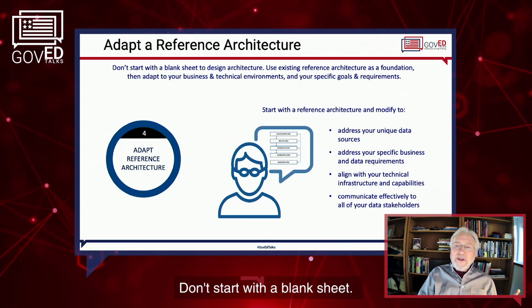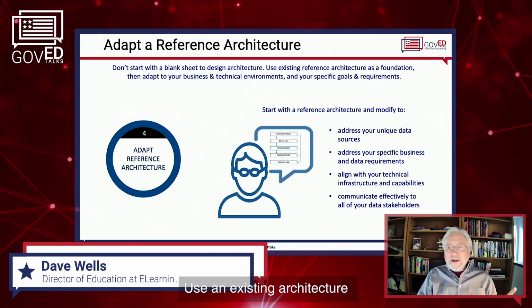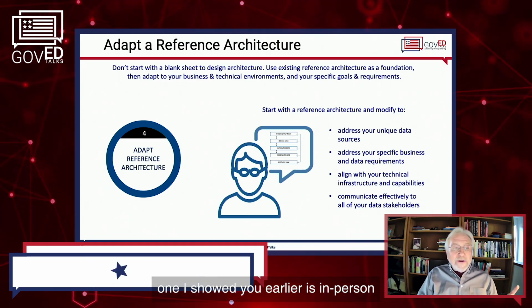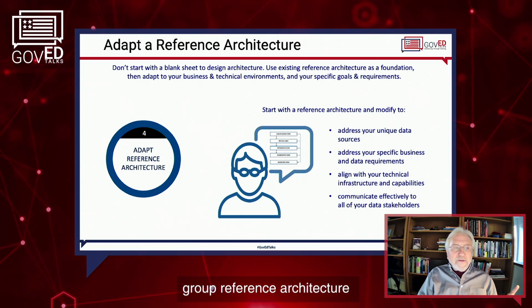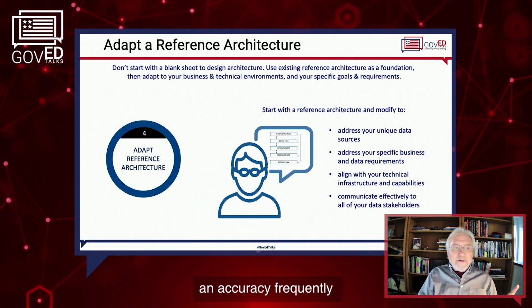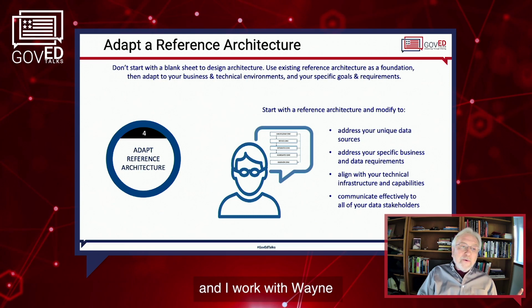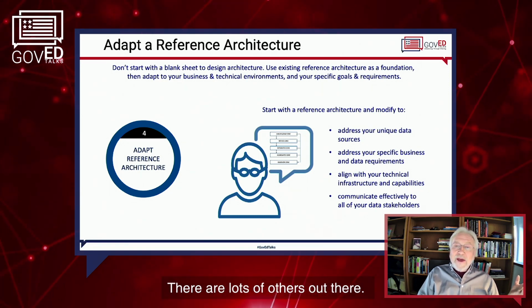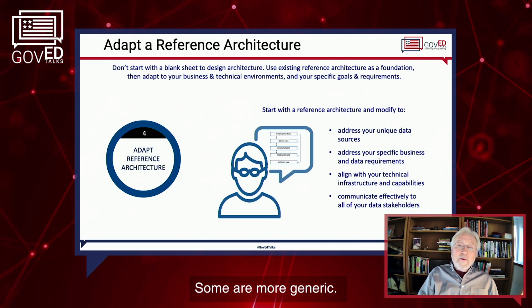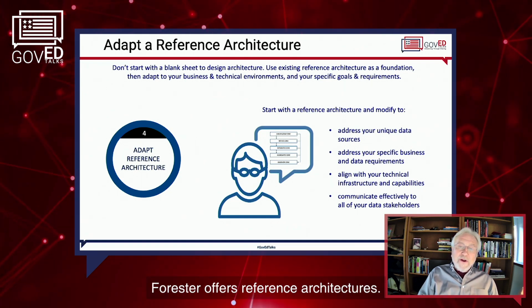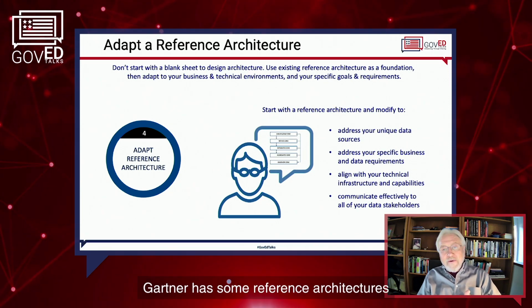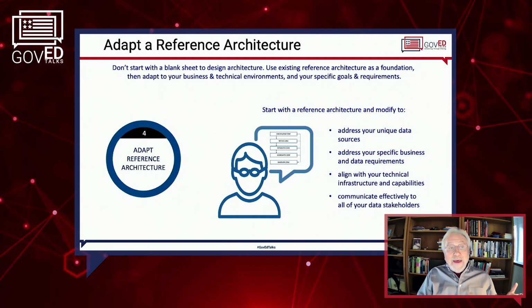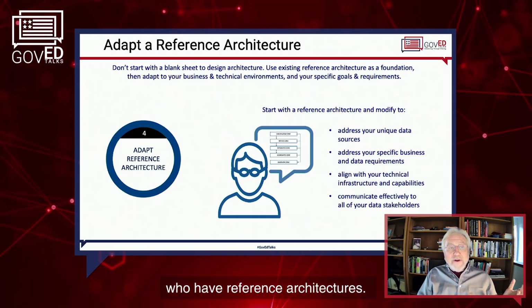Don't start with a blank sheet. Use an existing architecture, reference architecture as a foundation. The one I showed you earlier is Eckerson Group Reference Architecture, because I work with Wayne Eckerson at Eckerson Group frequently, and I worked with Wayne to develop that Eckerson Group Reference Architecture. There are lots of others out there. Some are vendor specific, some are more generic. Forrester offers reference architectures. Gartner has some reference architectures, and the other analyst groups. And then there are some vendors who have reference architectures.